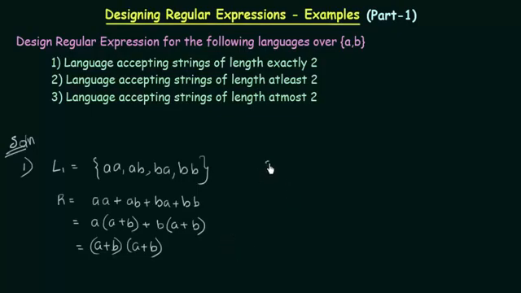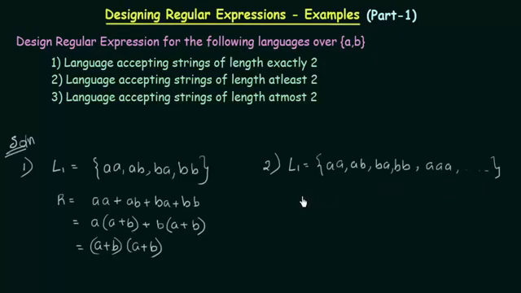Now let's do the second one. The second one is a language accepting strings of length at least 2. So what is the meaning of at least 2? At least 2 means it could be aa, ab, ba, bb. These are the strings of length 2, and it says at least 2, which means 2 or more than 2. So it could be aaa, and it could continue. This will actually be an infinite set because 2 is the minimum one and the maximum is not specified.